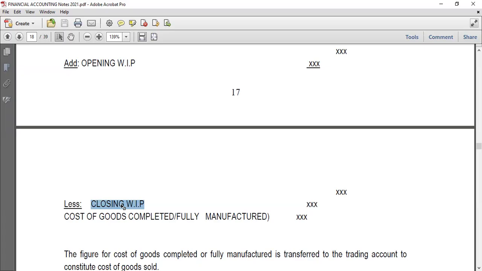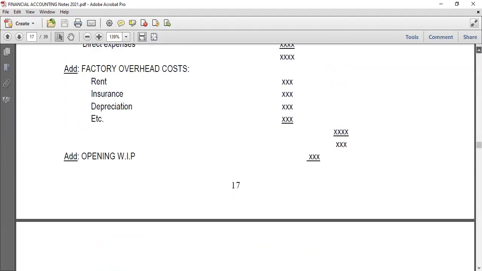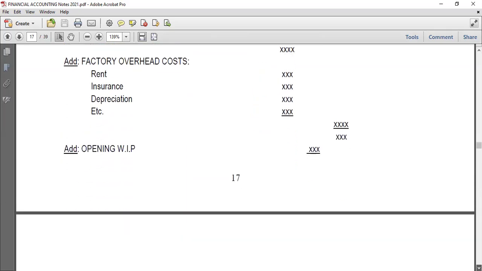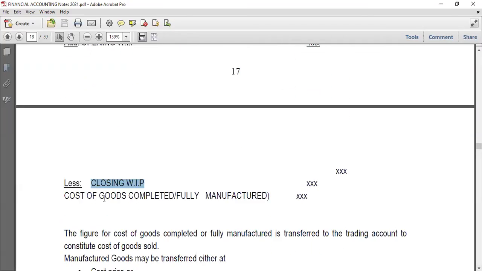So that is just very important. With us trying to get the direct costs, add the factory overheads, and then adjust for the change in work in progress, ours is to determine the cost of goods fully manufactured.